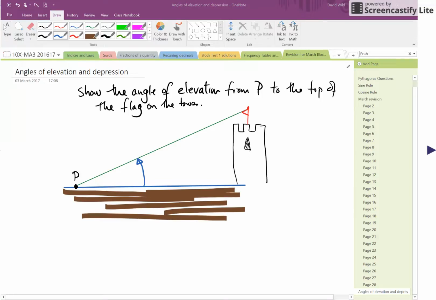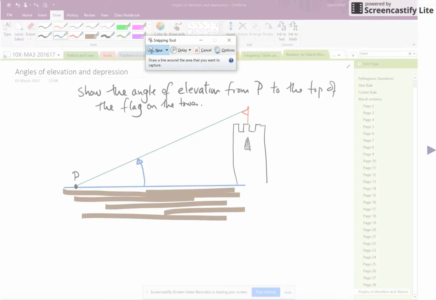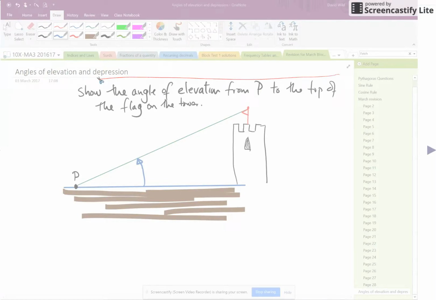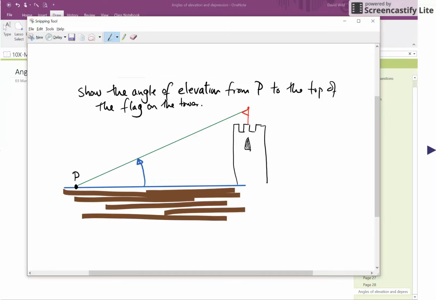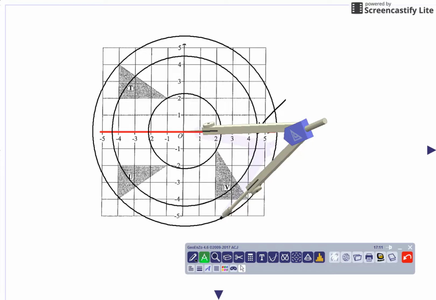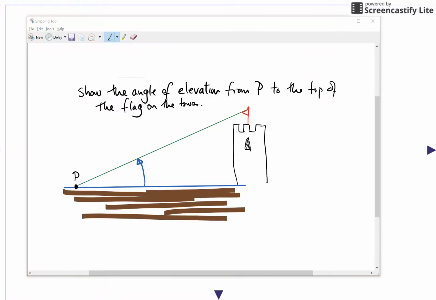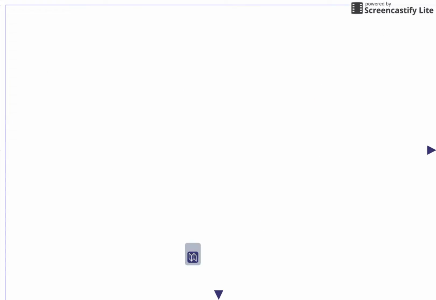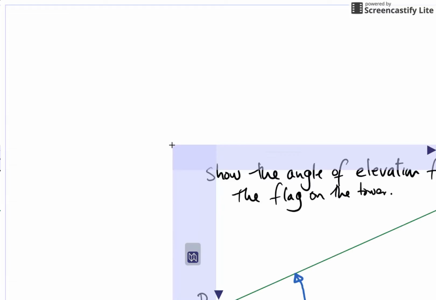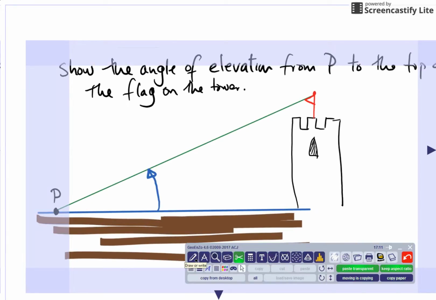So I'm just going to take a screenshot of what I've got here. Right. So, how do we measure the angle of elevation? Well, you can do it with a protractor.